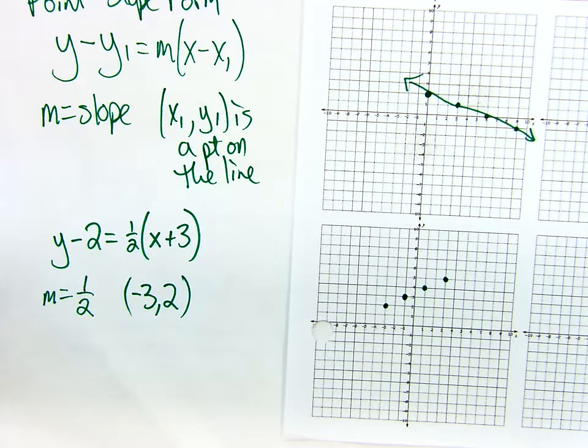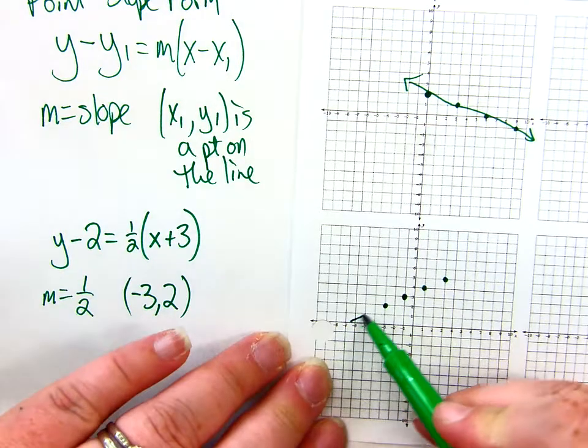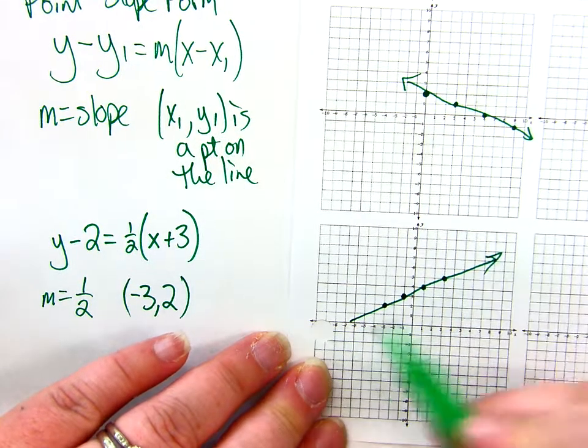You don't have to do any math if you know how point slope form works. You just take the point out of it and then you plot it and follow the slope. That's it. That's your line. Easy peasy lemon squeezy.